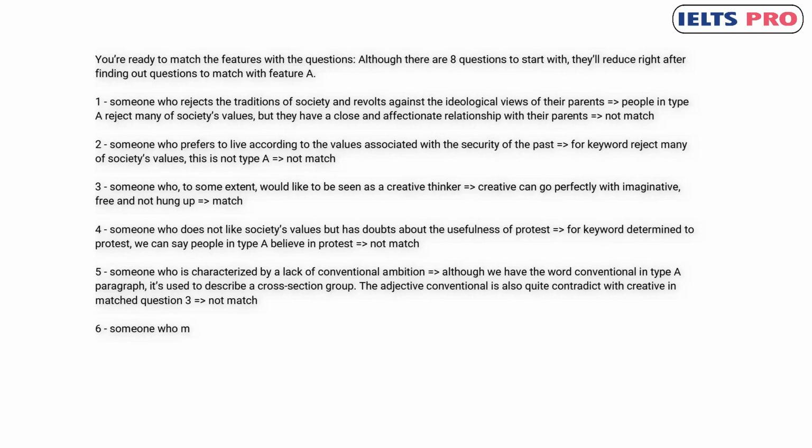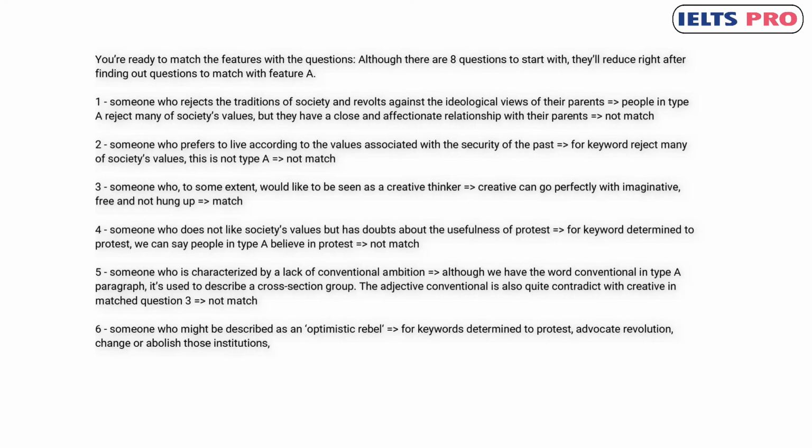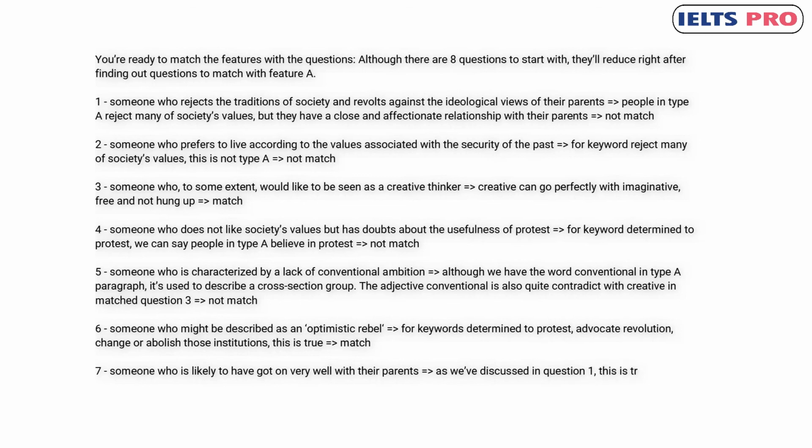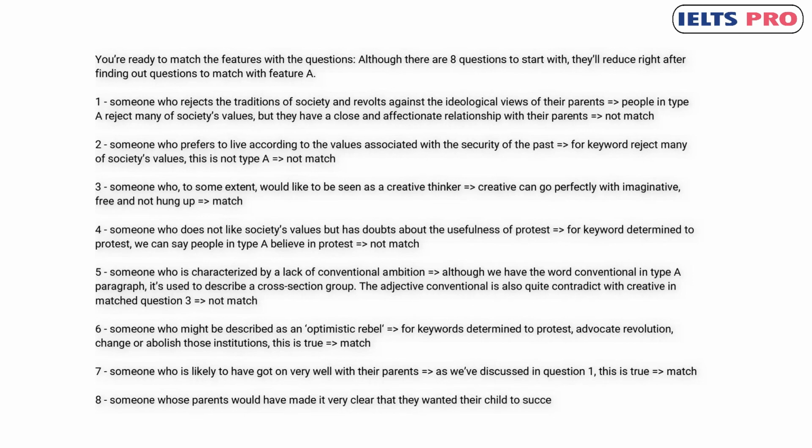6. Someone who might be described as an optimistic rebel equals, for keywords determined to protest, advocate revolution, change or abolish those institutions, this is true, so a match. 7. Someone who is likely to have got on very well with their parents equals, as we've discussed in question 1, this is true, so a match. 8. Someone whose parents would have made it very clear that they wanted their child to succeed, but also to have high moral standards equals, with keywords rational, permissive, this is not true, so not a match.